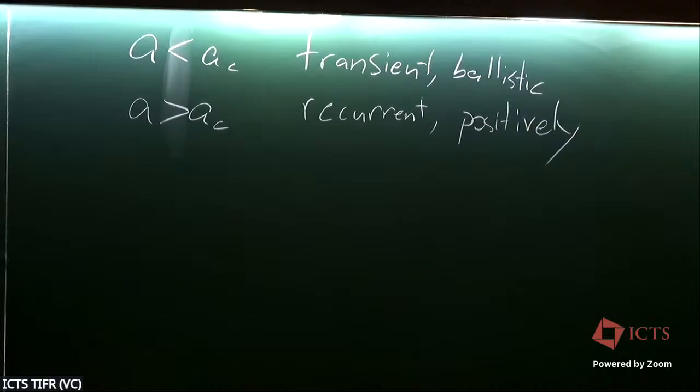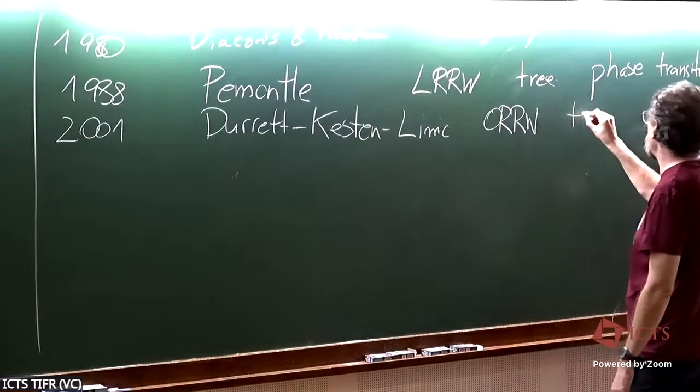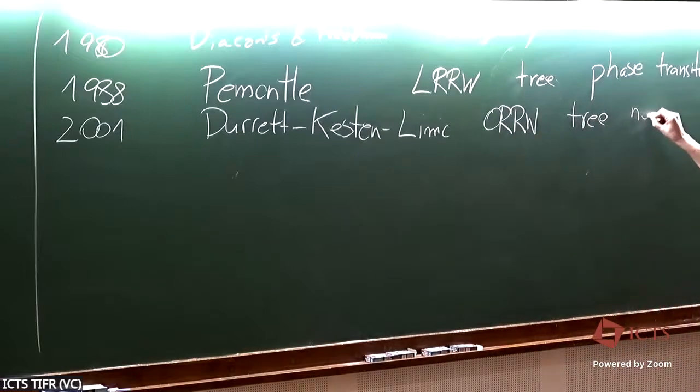So the first result on once reinforced was in 2001 by Durrett, Kesten, and Limic. And they did once reinforced random walk on a tree and found that there is no phase transition.